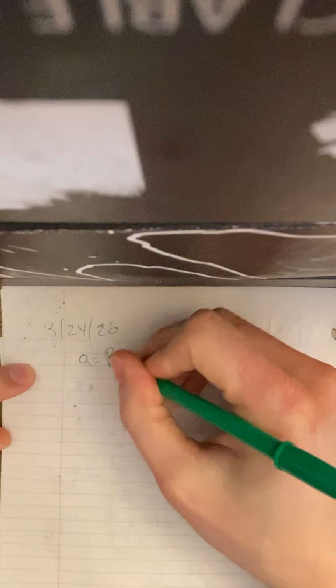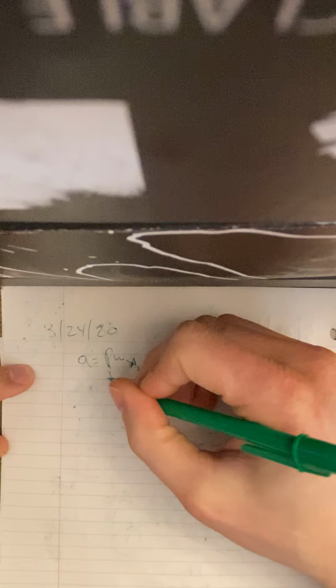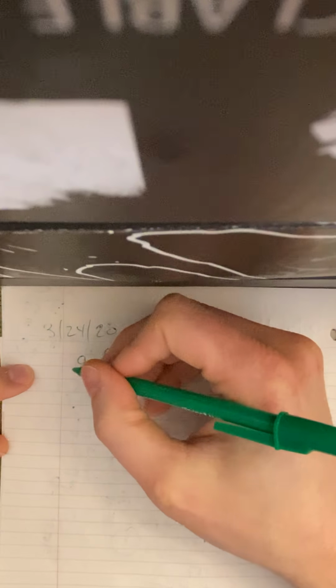From the looks of the packet, we're still working with A equals PW, where W is the whole, P is the percent, and A is the part. The only difference for today is we're going to work with increase and decrease. So what I'm going to do is show you number 2.